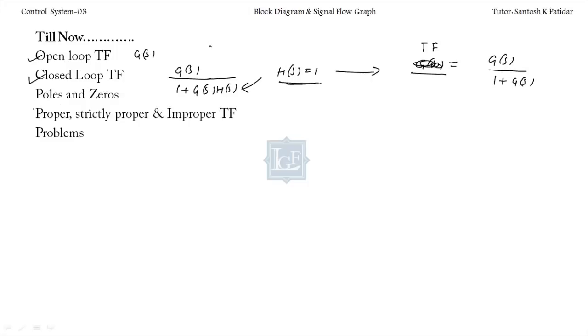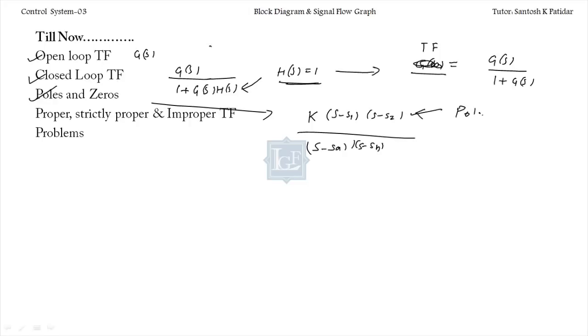Then we discussed the poles and zeros. It was like (s minus s1), (s minus s2), and (s minus sa), (s minus sb). The denominator terms we call the poles and the numerator terms we call the zeros. Then we saw proper, strictly proper and improper transfer functions, and we did some problems.